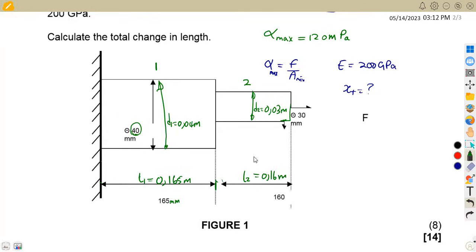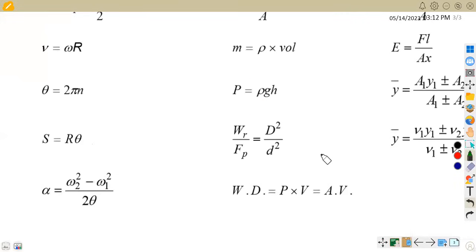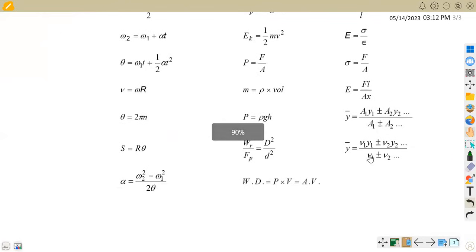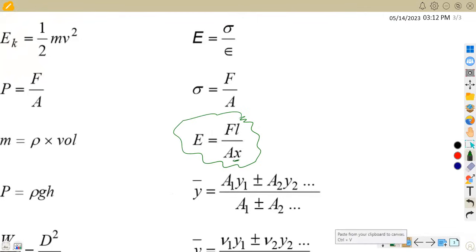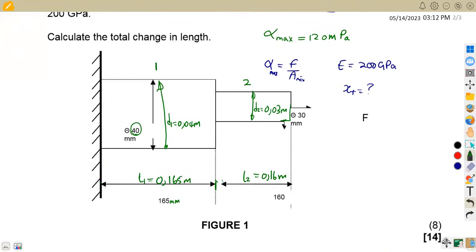So how can we obtain the total change in length? Take note, there are so many formulas. From your formula sheet, there's this formula that I want you to see and play around with. Most of us neglect it, but it is the best formula whenever you're dealing with change in length and you're given all this information. We are given that E is equal to FL over area times the change in length, which is the extension. I'm going to take this formula and play around with it.